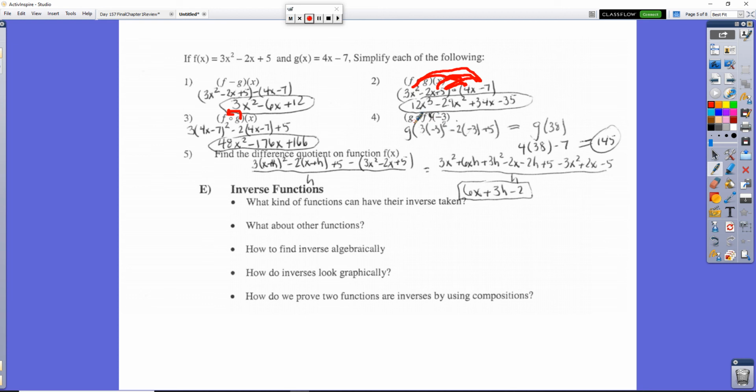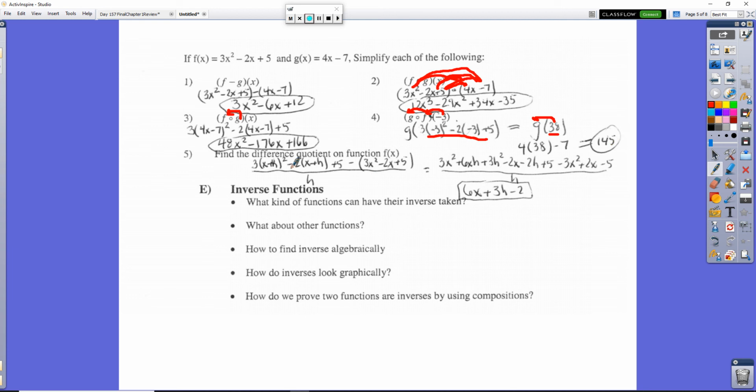And the last one is a composition. This time they want you to put formula f inside of formula g, and they want you to evaluate at negative 3. Now there's a couple different ways you can do this. I actually decided to put the negative 3 into formula f and evaluate. So negative 3 is going to get squared and multiplied with 3. Negative 3 is going to get multiplied with negative 2 and then add 5. This all works out to be 38. And then once you get that, 38 is going to get put in as the x value in the formula g, which turns out to be 145.